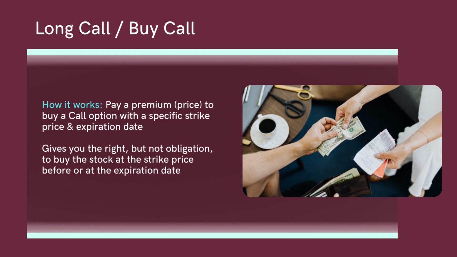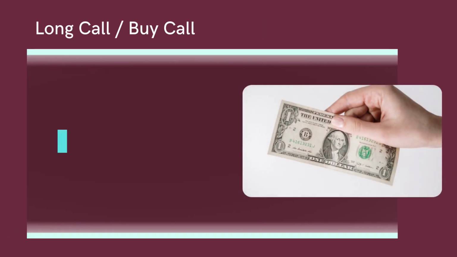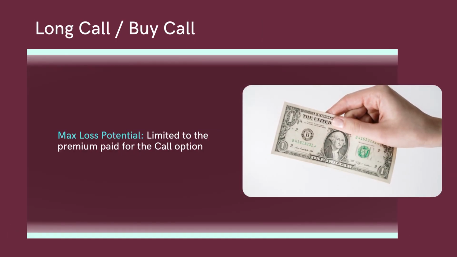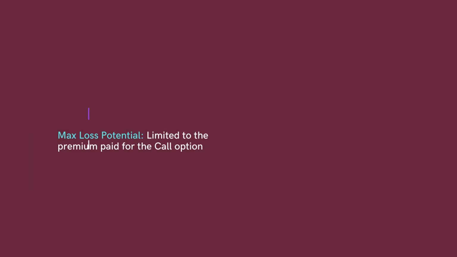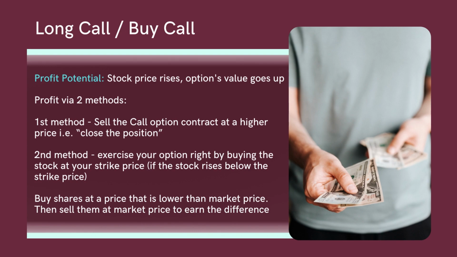This then gives you the right, but not the obligation, to buy the stock at the strike price before or at the expiration date. Also, just like the long put strategy, the maximum potential loss in this strategy is limited to the premium paid for the option. In terms of profit potential, as the stock price rises, the option's value can increase significantly. Once again, this concept is pretty similar to long put. As such, you can also profit through two methods.